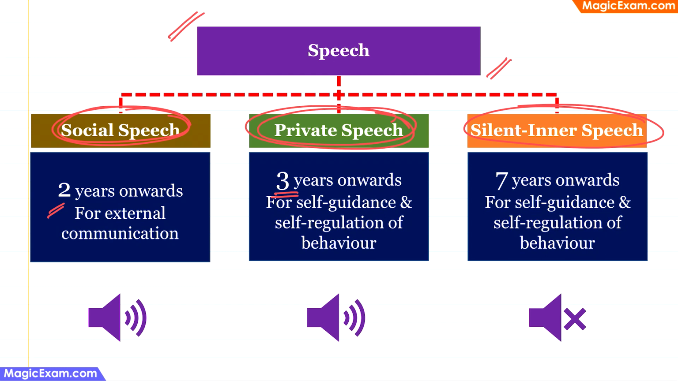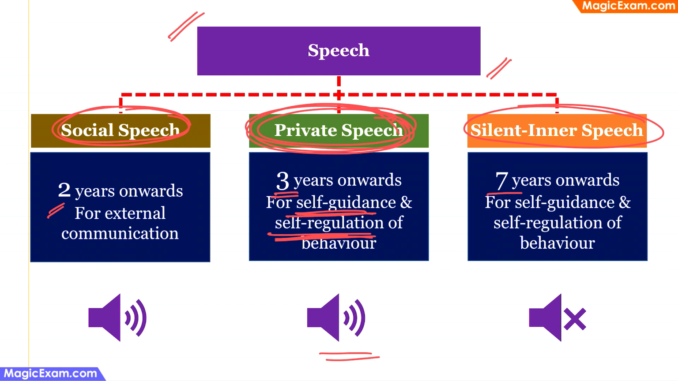So why is this speech? Right? This speech is for self-guidance or self-regulation of behavior. That is, the child is just speaking out his or her thoughts and giving himself or herself instructions on what to do. So this private speech, which is audible, right, which others can hear, but it is intended for the child's own self-guidance or self-regulation, that is private speech.